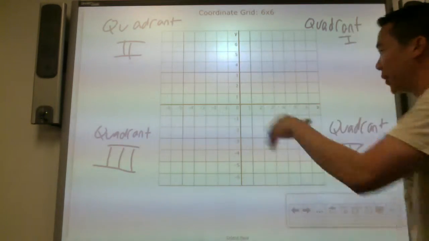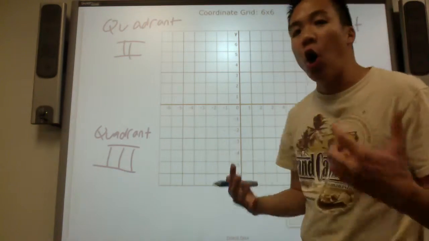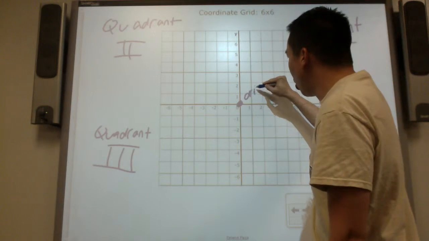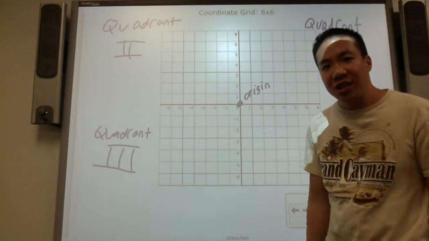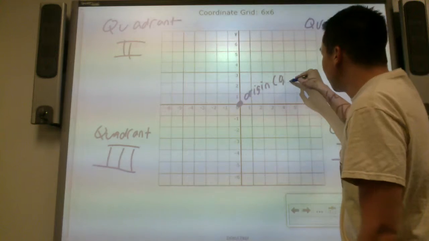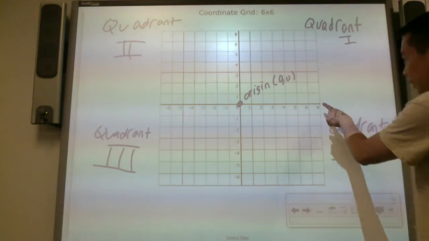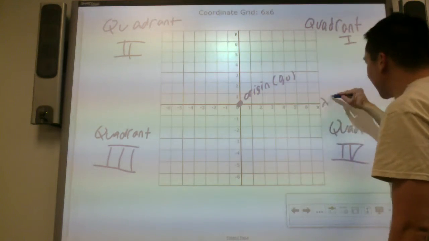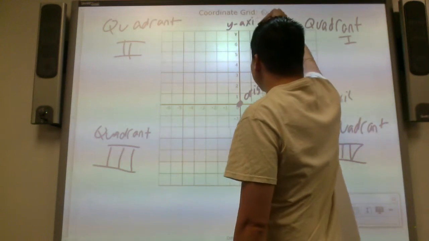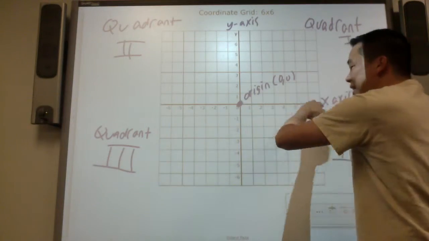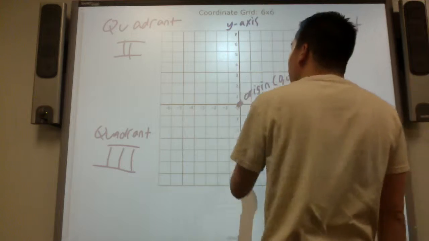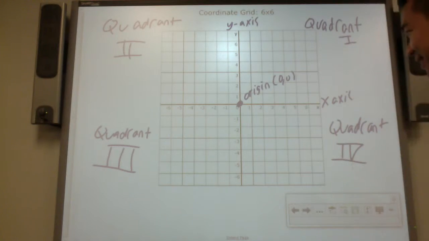Before we begin, we need to find the home base. Right here is the home base. That is called the origin. Origin is the home base. We denote it as 0, 0. If you can't see this one, this is the x-axis, and this is the y-axis. The x-axis is the number line that goes horizontal, and then we have the vertical number line, which is the y-axis.